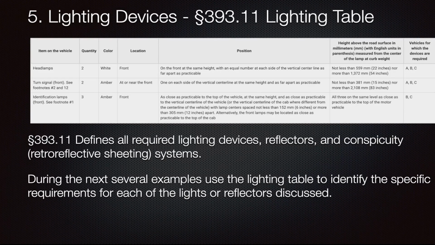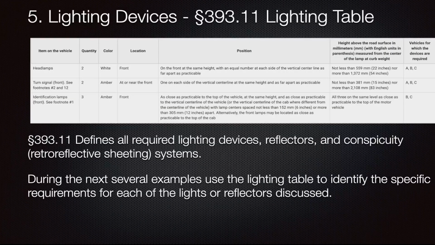If you look at this lighting table, in your regulations 393.9, if you've downloaded that lighting table, you're going to go to that table and identify the very first one. It starts off right here at the top with headlights. It goes across this table. It talks about the item on the vehicle, how many you need to have, what the color of the lights needs to be, where they need to be located, the position, a height from the ground, and if there is a maximum height, and then the vehicles for which they apply, A, B, and C.